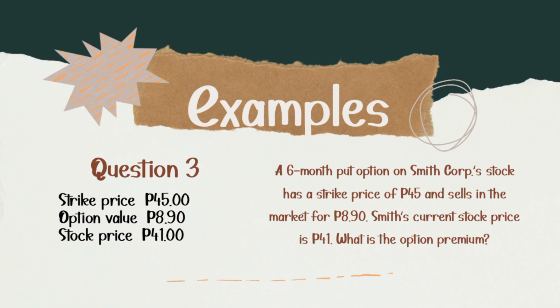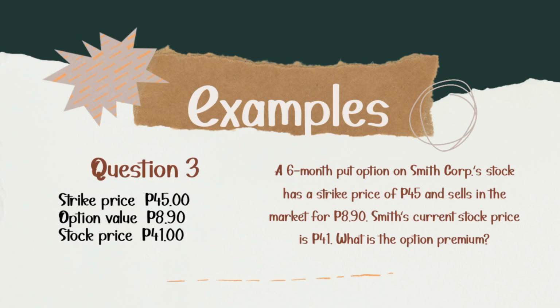So next, example 3. A 6-month put option on Smith Corp stock has a strike price of 45 pesos and sells in the market for 8.90 pesos. Smith's current stock price is 41 pesos. What is the option premium? So this time, we have the given strike price 45 pesos, option value 8.90 pesos, and for the stock price, we have 41 pesos.